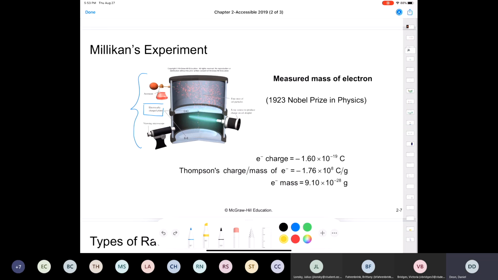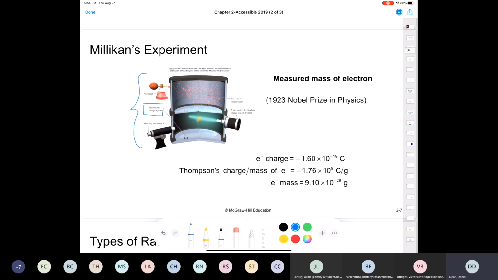Now what he did is he took an X-ray source and bombarded the air inside this chamber, the lower chamber, with X-rays. That caused electrons to be liberated from the atoms or molecules that make up the air, and those electrons stuck to the oil droplets. If you're wondering what the heck, all he has at this point is an oil droplet that is covered in electrons, and that has some kind of charge.